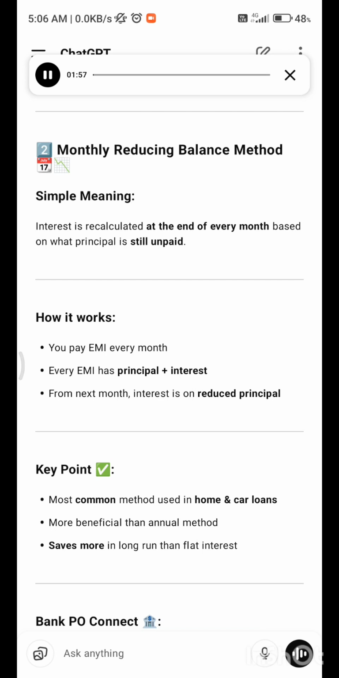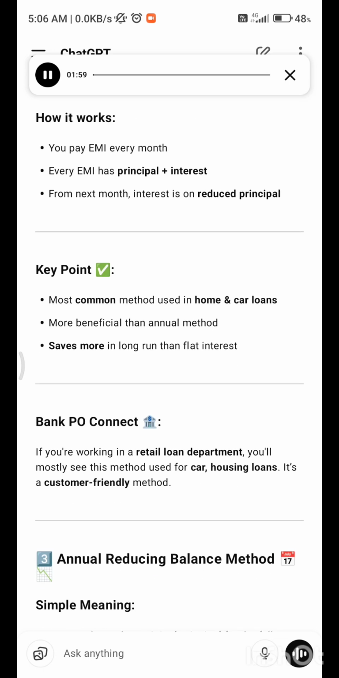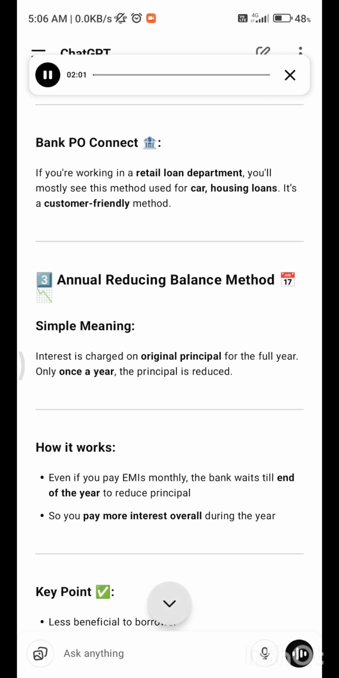Bank PO Connect. If you're working in a retail loan department, you'll mostly see this method used for car and housing loans. It's a customer-friendly method. 3. Annual reducing balance method.